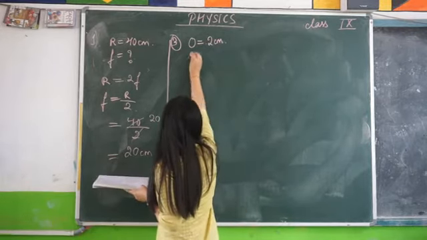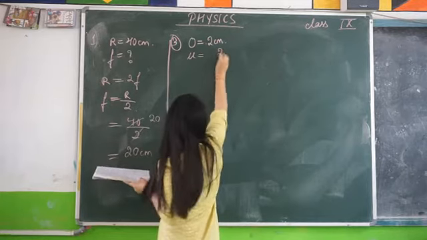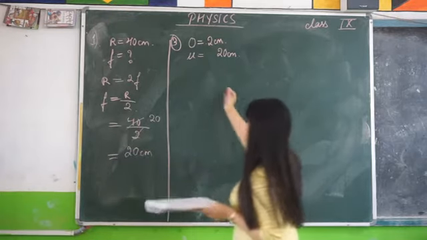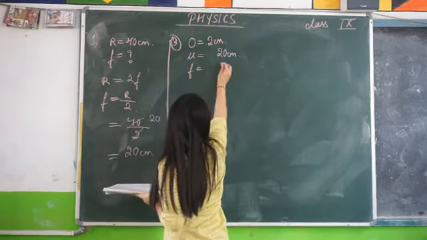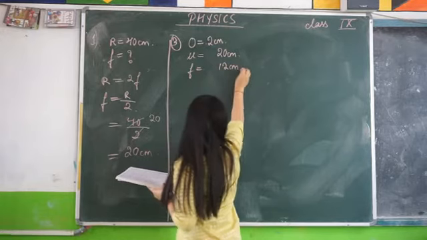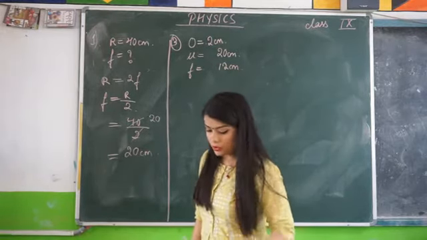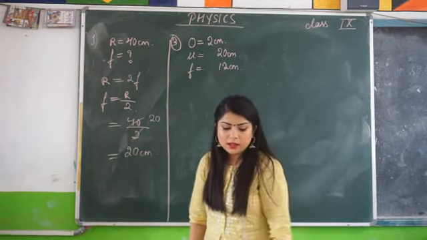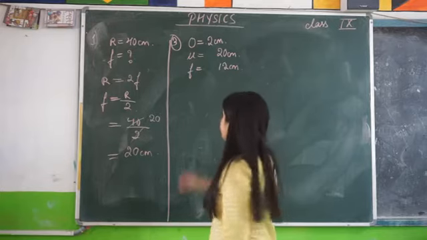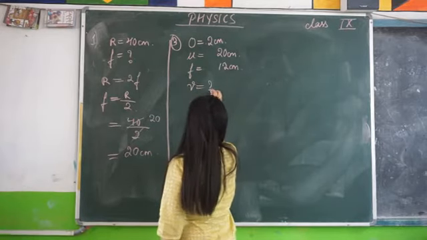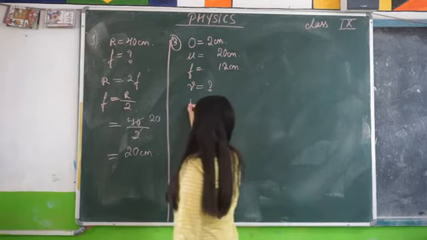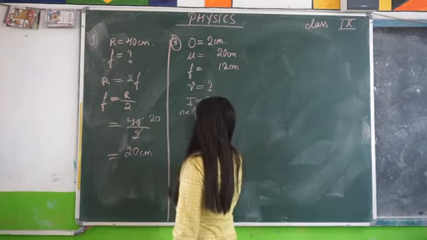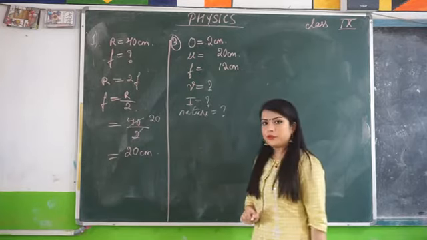It's placed at the distance 20 cm in front of a concave mirror. So, object distance u is 20 cm, and the focal length of the mirror is 12 cm. These are the things which are given in the question. Next, you have to find the position, size and nature of the image. You have to find the image distance, height of the image and nature of the image.